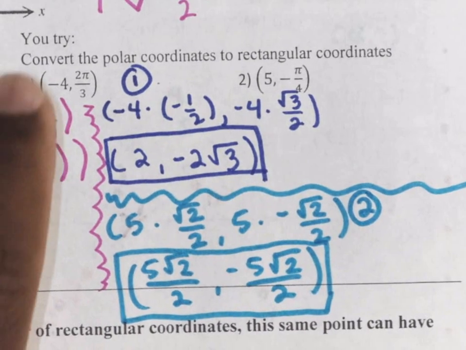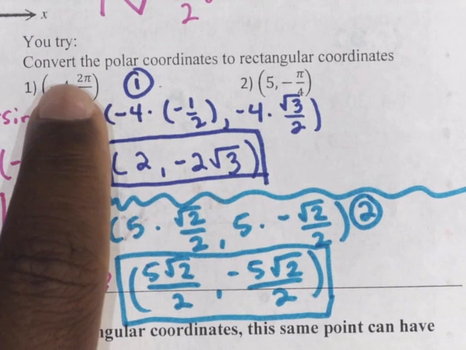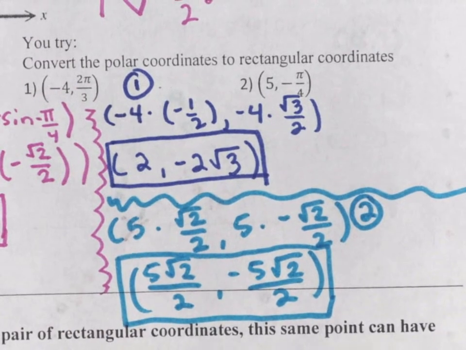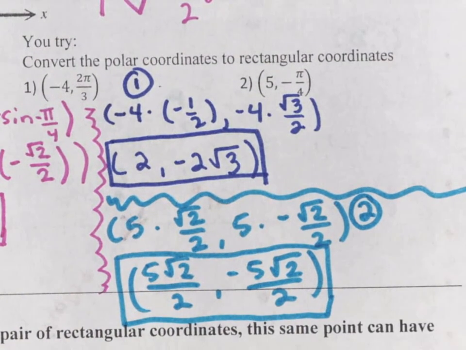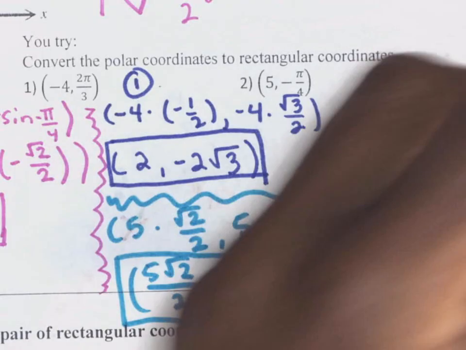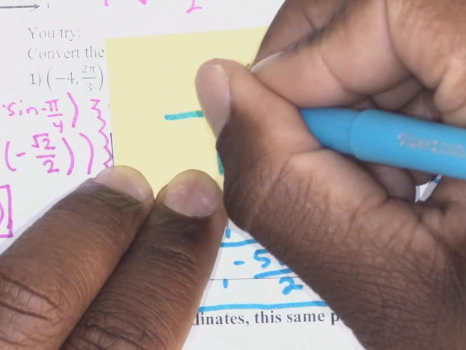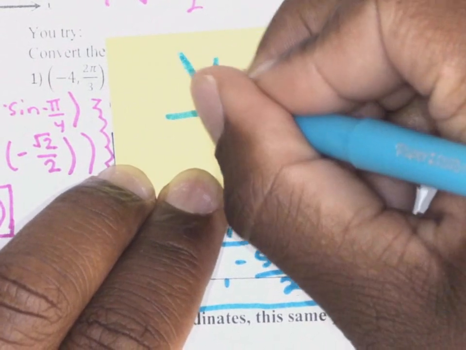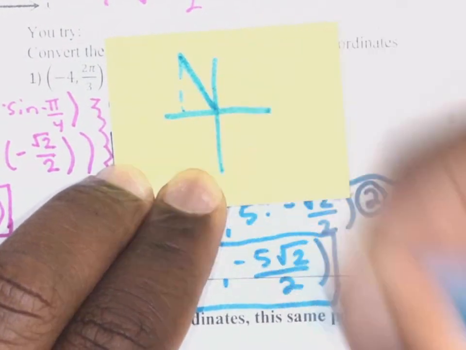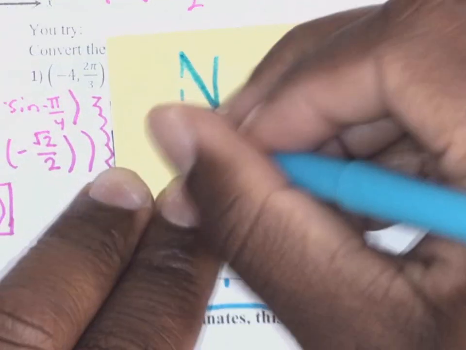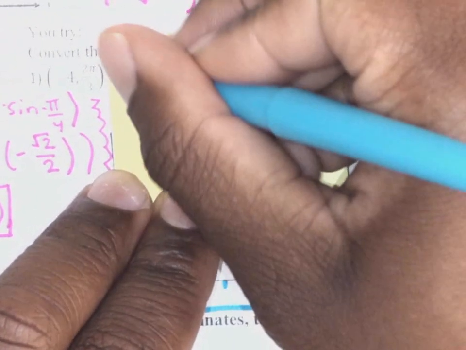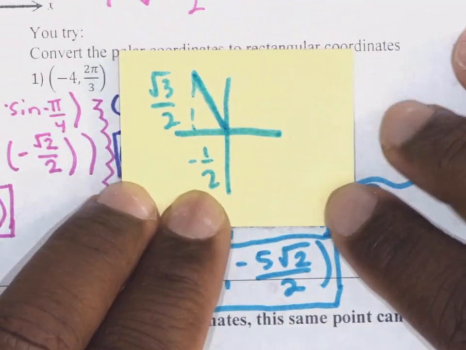Because my angle is 2 pi over 3, and that angle is right here. Oh, never mind. I got it. Okay. So yeah, 1/2, root 3 over 2. Right, right.